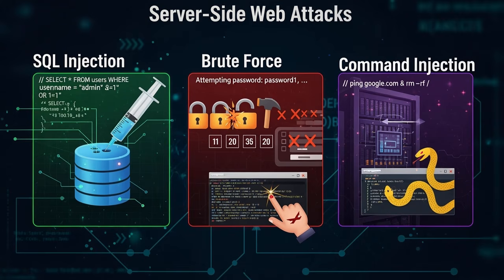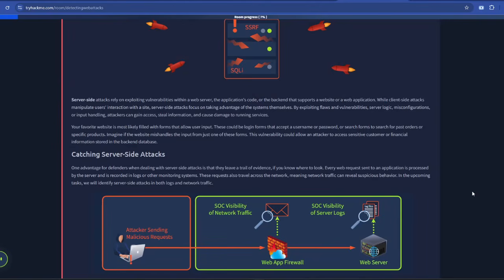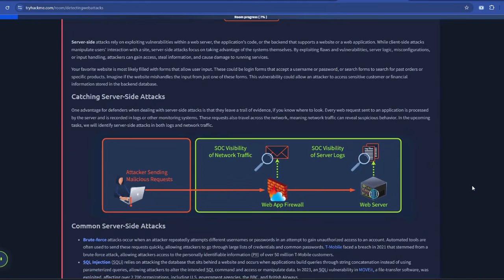We have command injection, where an attacker passes a command that is unfiltered and executed by the system. And we also have brute force, where the attacker repeatedly attempts different usernames and passwords in order to gain access to the server. It could be SSH, it could be FTP. These kinds of attacks are somewhat easier to detect if the SOC team has the resources to monitor them, because they generate a lot of noise on the server side. So just by inspecting the logs or the network traffic, you can reveal the suspicious behavior.